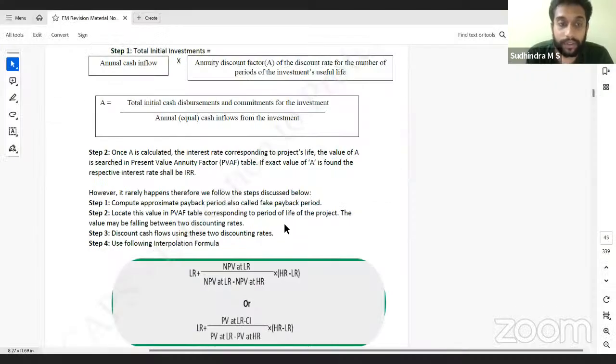Now, how do we make decisions? How do we take decisions? We will compare this IRR with your expectation, with your cutoff rate or the weighted average cost of capital. If IRR is greater than your expectation, accept the proposal. If IRR is less than your cutoff rate or weighted average cost of capital, reject the proposal. That's what we will do, right?